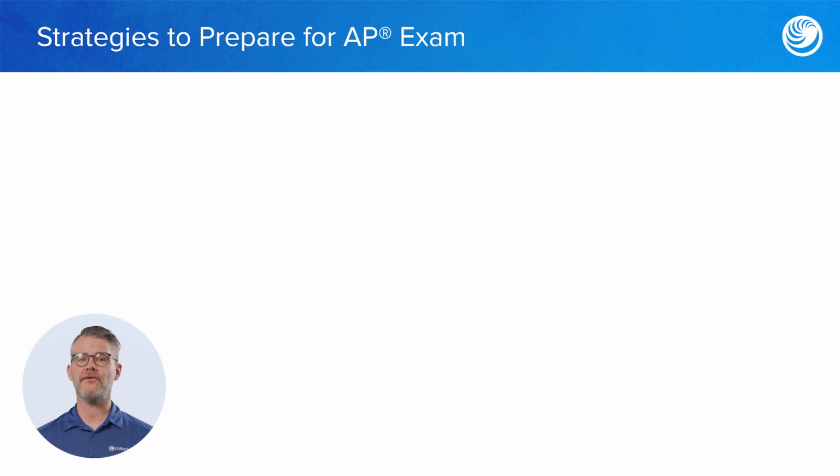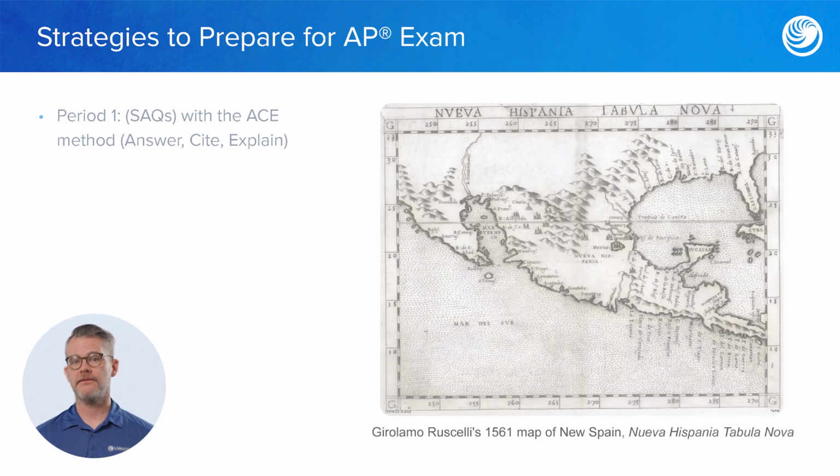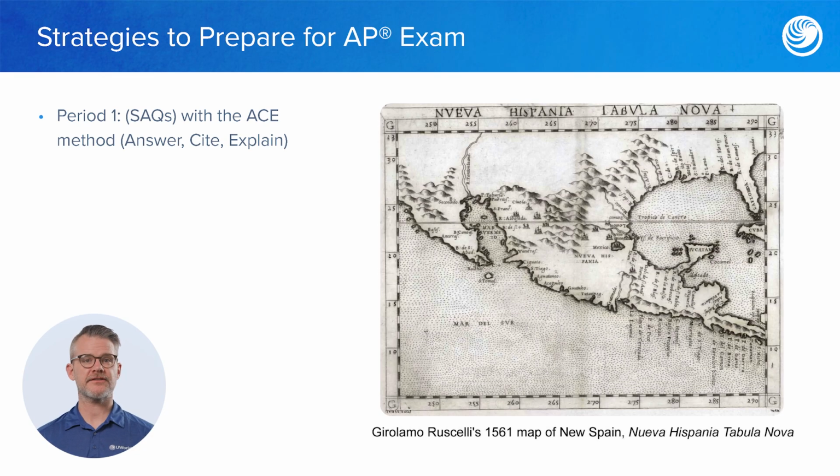Don't wait until before winter break to assign your first essay. You don't need to wait until mid-year to introduce writing skills. Here's a timeline that could work for you. Period 1, start with short answer questions, SAQs, with the ACE method: answer, cite, and explain. These questions are relatively straightforward and can build student confidence.